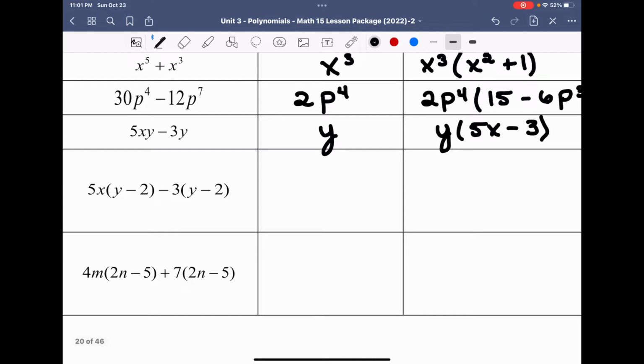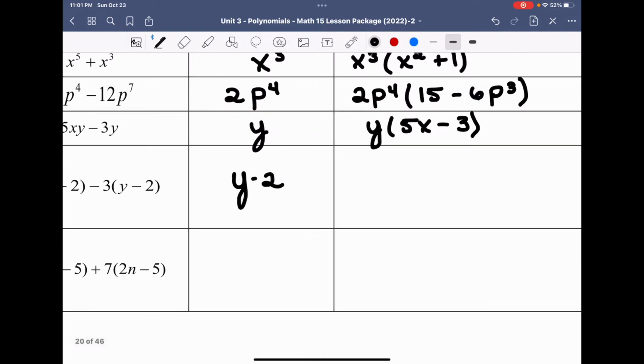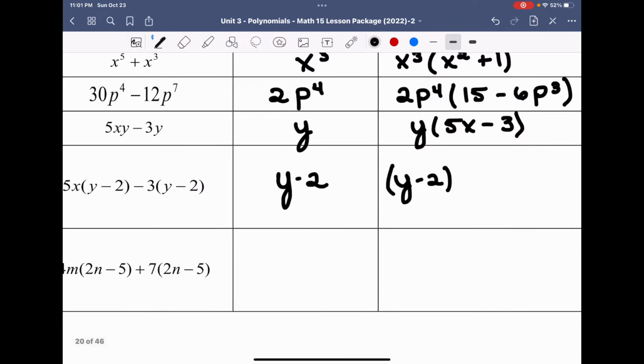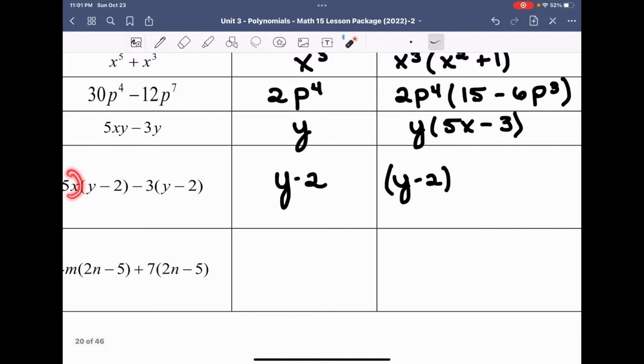In my next example here, I see I have a 5x multiplied by y minus 2, a negative 3 multiplied by y minus 2. Well, what do both 5x and negative 3 share? It's that y minus 2 here. So my greatest common factor is y minus 2. And now what do I have left? I have y minus 2 on the outside, which was the greatest common factor, and the remaining terms were 5x and a negative 3. So I piece those together, 5x minus 3.